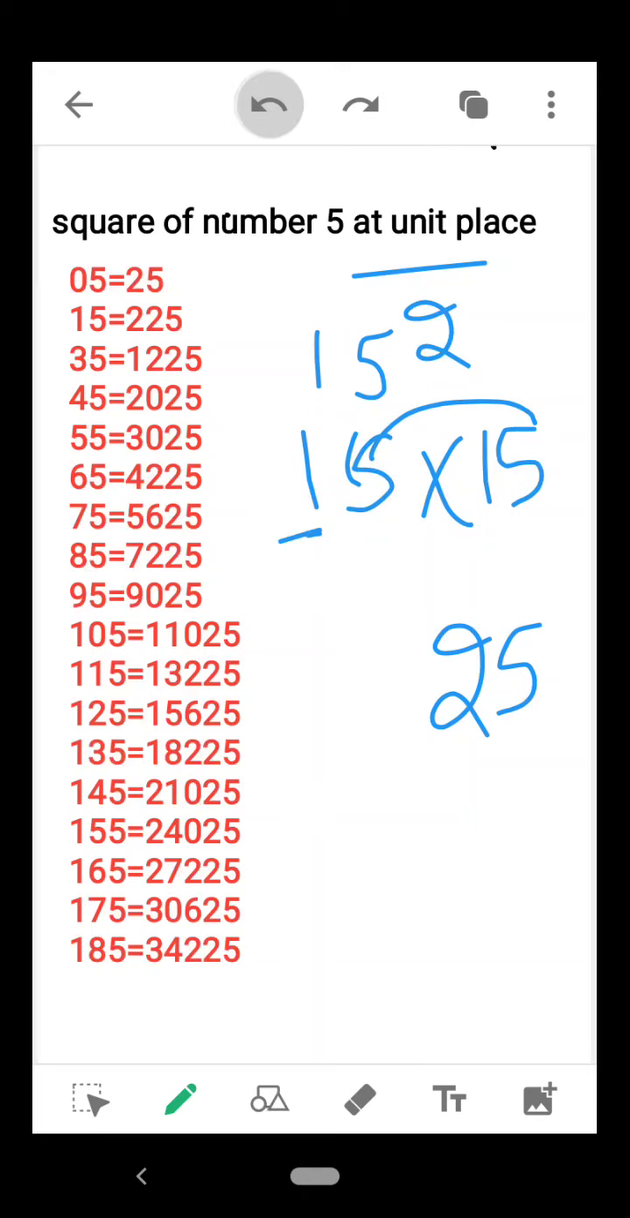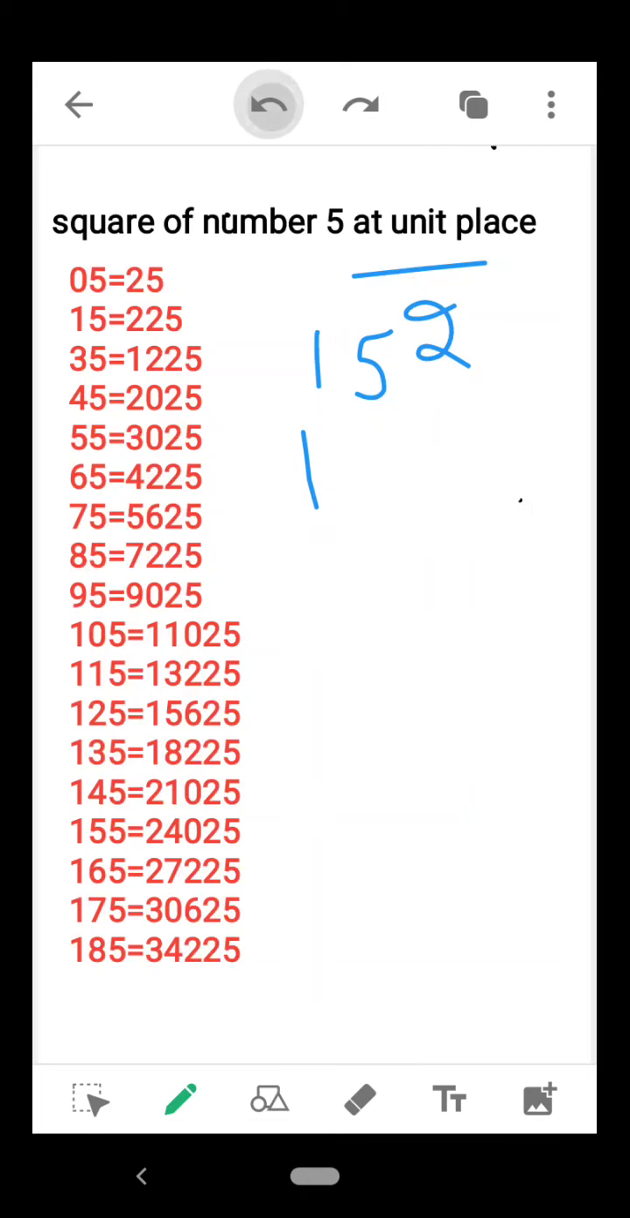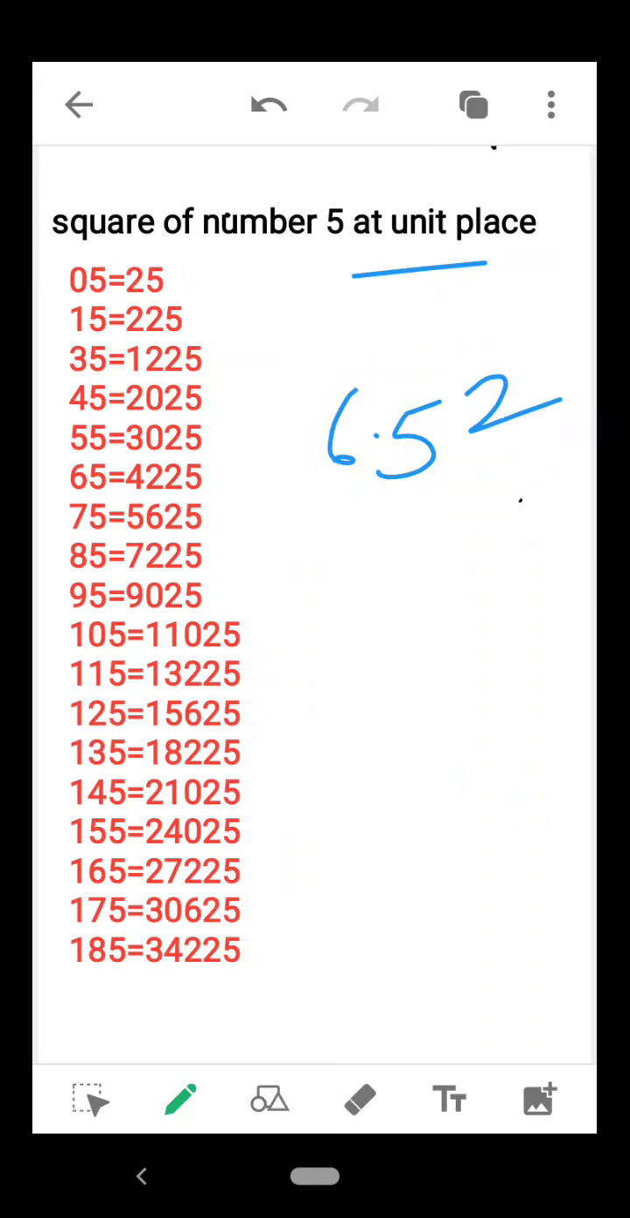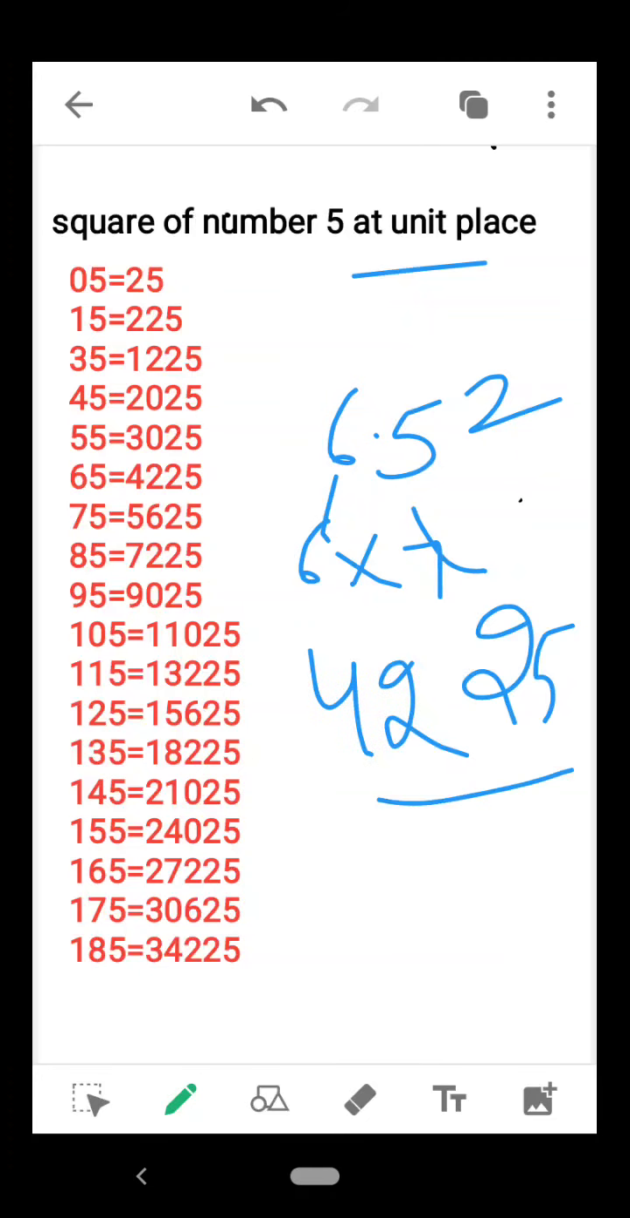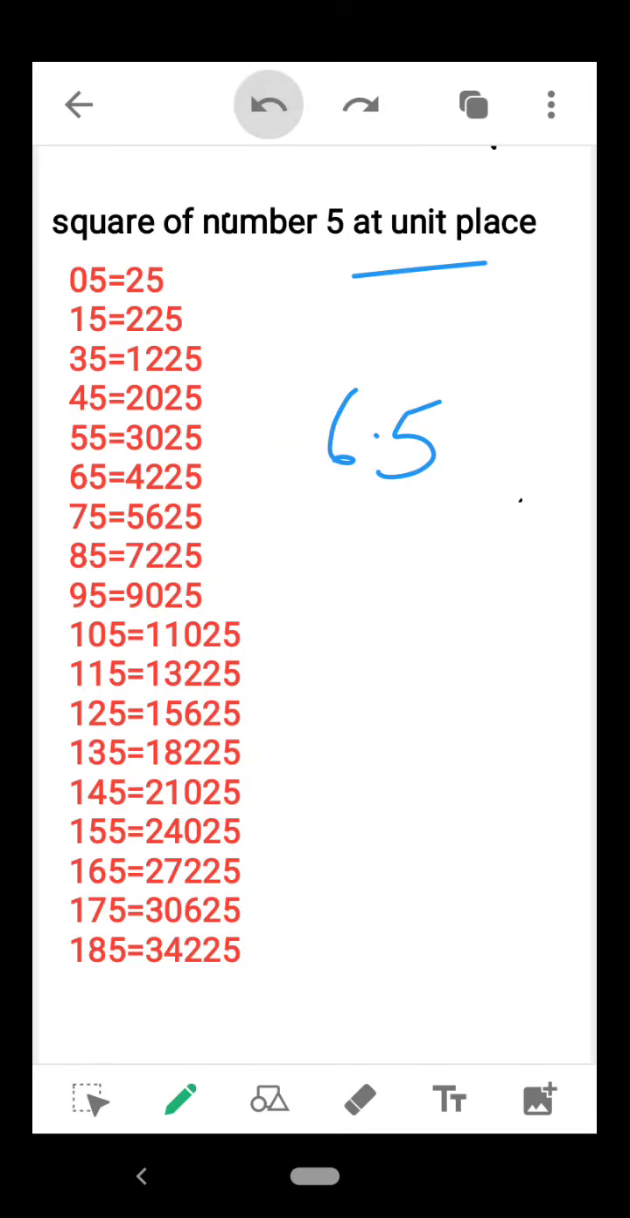Take another example of this, that is 65 square. How can you solve? 5 square is 25 and 6 के बाद क्या आता है? 7. 6 into 7 is 42. So your answer is 4225. Okay. Now take another example. You can take the example of 95 square. How can you solve?